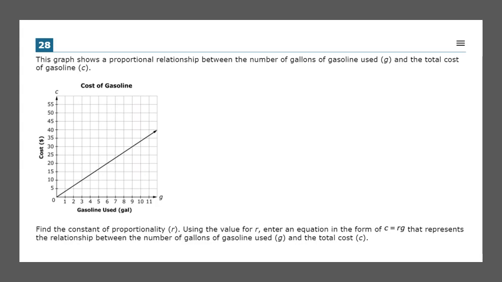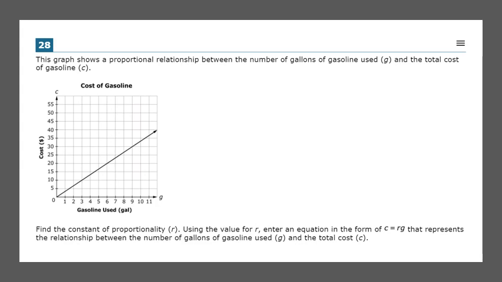Next problem gives us a graph of a line. It says this graph shows a proportional relationship between the number of gallons of gasoline G and the total cost of gasoline C. Find the constant of proportionality, R, using the value of R. Enter the equation in the form of C of R that represents the relationship between the number of gallons used.